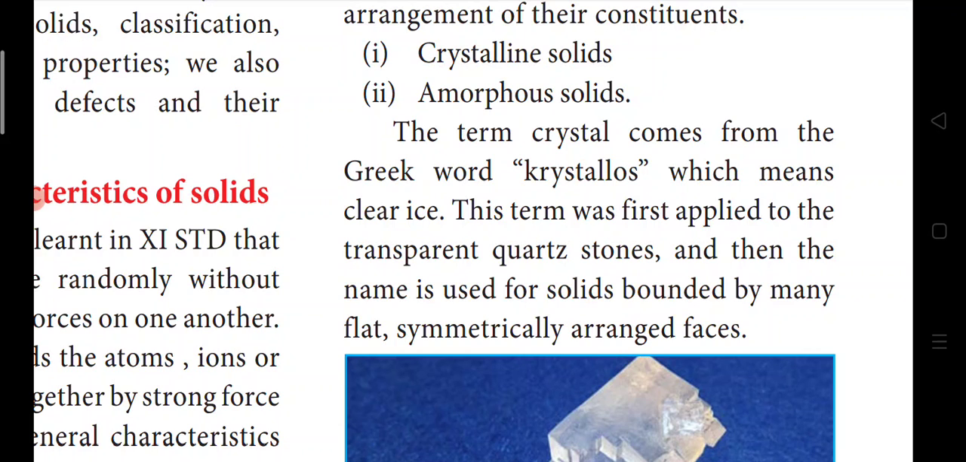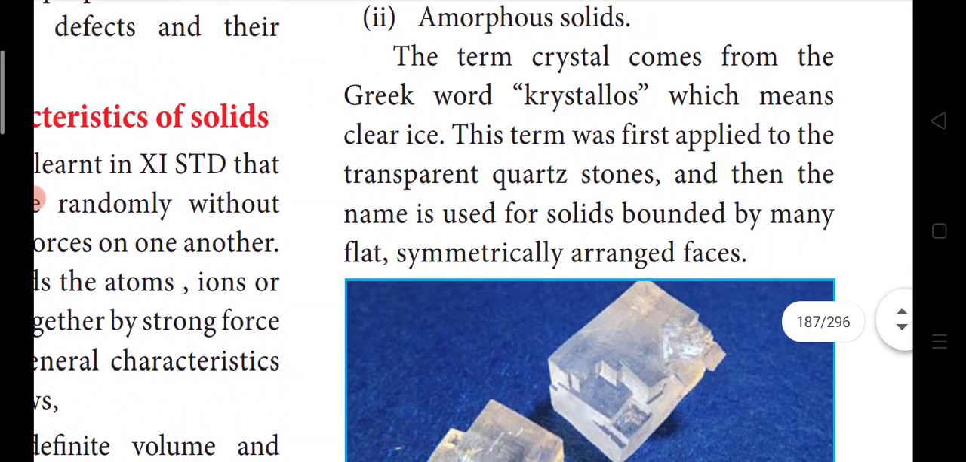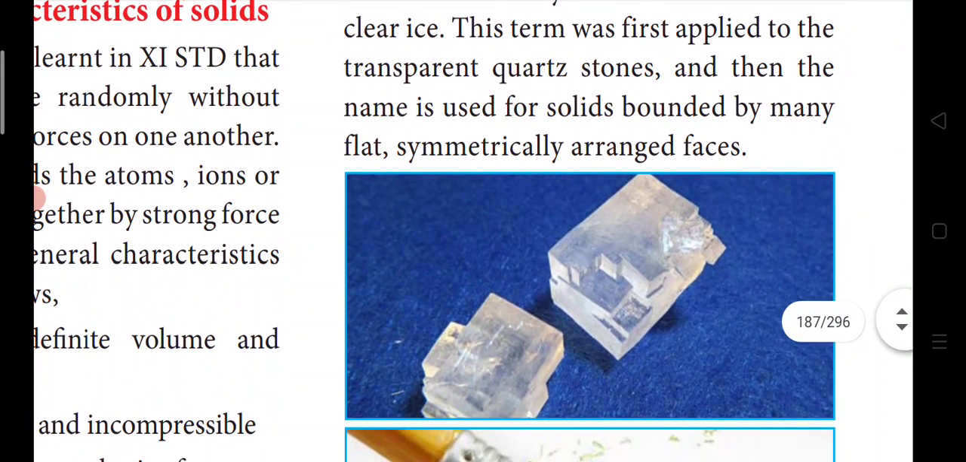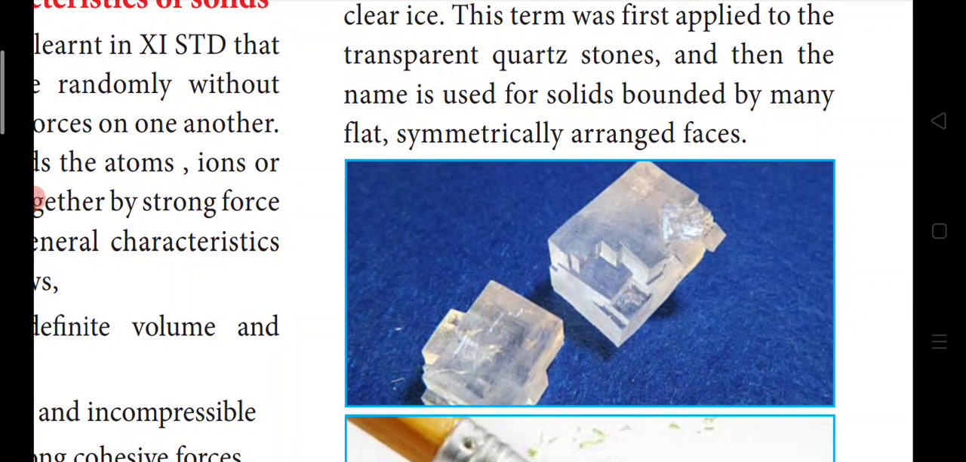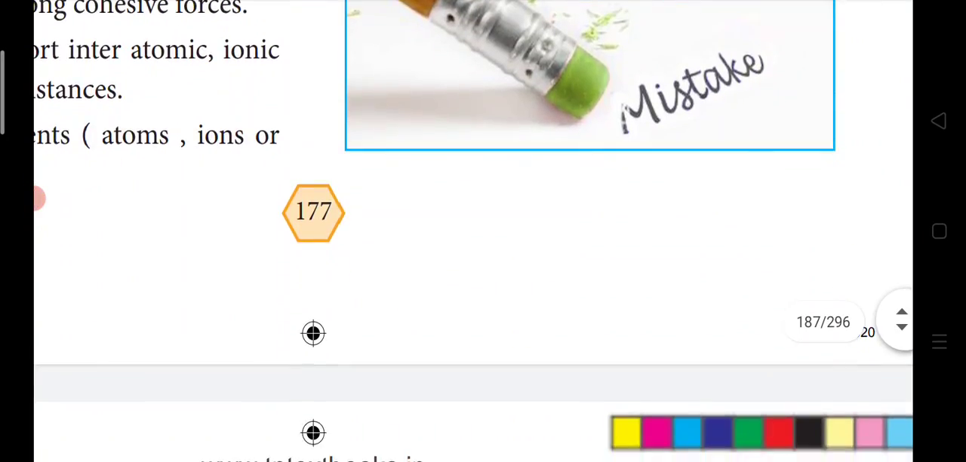This term was first applied to the transparent quartz stones, and then the name is used for solids bound by many flat symmetrical arranged faces. So how are the solids bound by many flat symmetrical arranged faces?